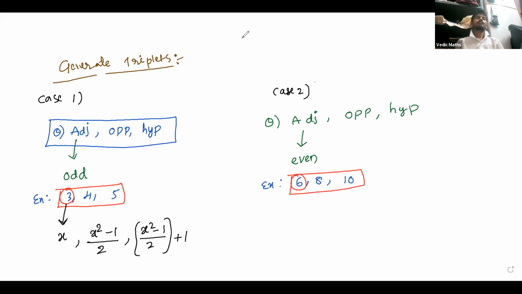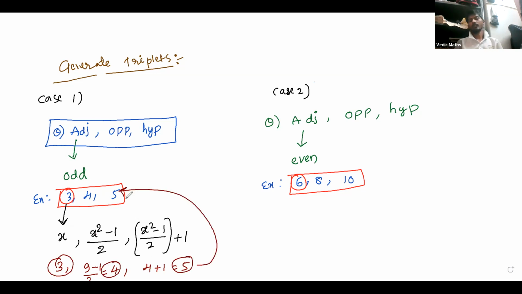That means if you are taking 3 here, first we have to square the 3. So 3 squared is 9, minus 1, by 2, that is 8 by 2, that is 4. Now take the 4 and add 1 to it, then you are getting 5. So finally 3, 4, 5 is our triplet. You can see here.